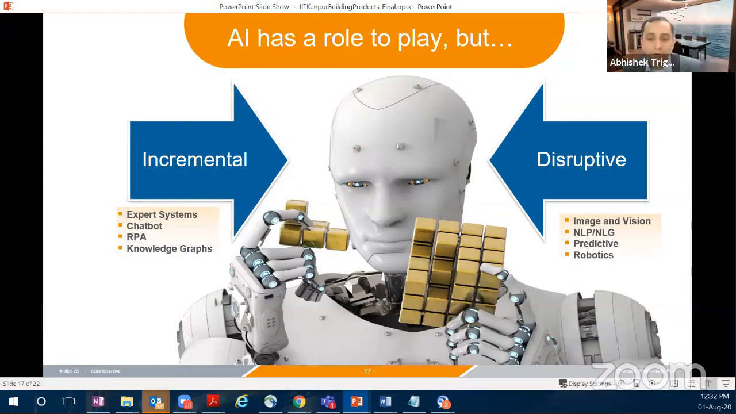AI has a very important role to play, but don't get swayed by AI if it's not going to add direct value to your product, especially the disruptive ones.